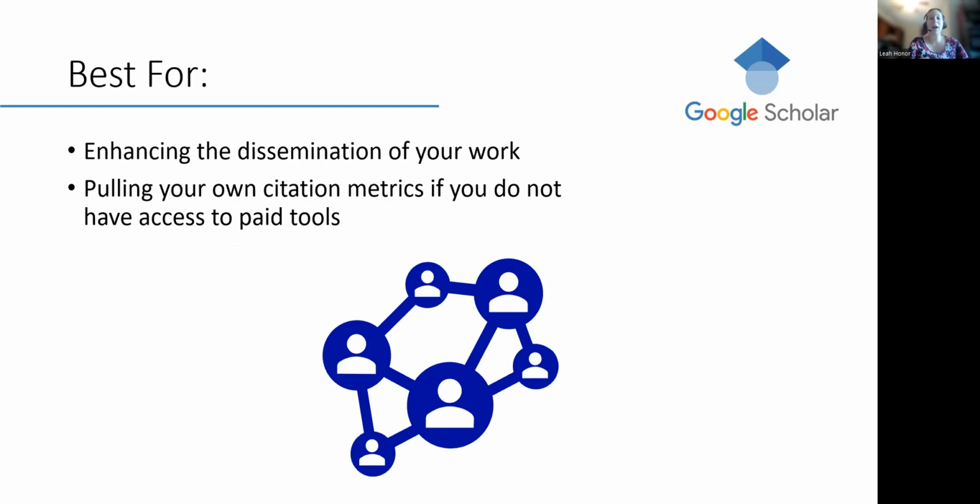So generally, what we say is that a Google Scholar profile is best for enhancing the dissemination of your work with its broad, open global access and as a tool for metrics, especially for those who maybe do not have access to any of the paid subscriptions or tools that you get with an institutional affiliation. So those who are either looking for a new job or new to the research world may not have access to something like Scopus. So maybe a Google Scholar profile is a great place to start.